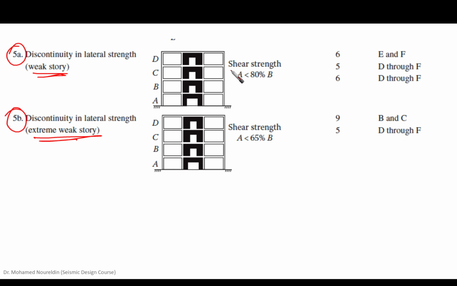We're talking here about shear strength, it's not stiffness. Take care, it is shear strength, not stiffness. If the shear strength of story A is smaller than 80% of the shear strength of story B, as you can see, then it is a weak story. But if this shear strength here is less than 65%, then it is an extreme weak story.